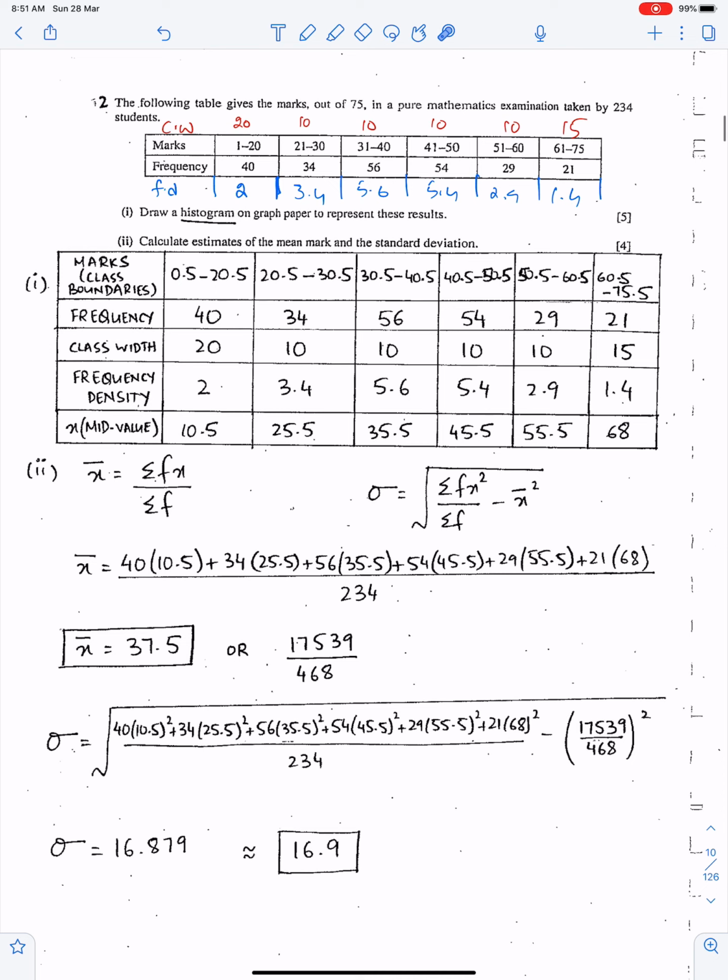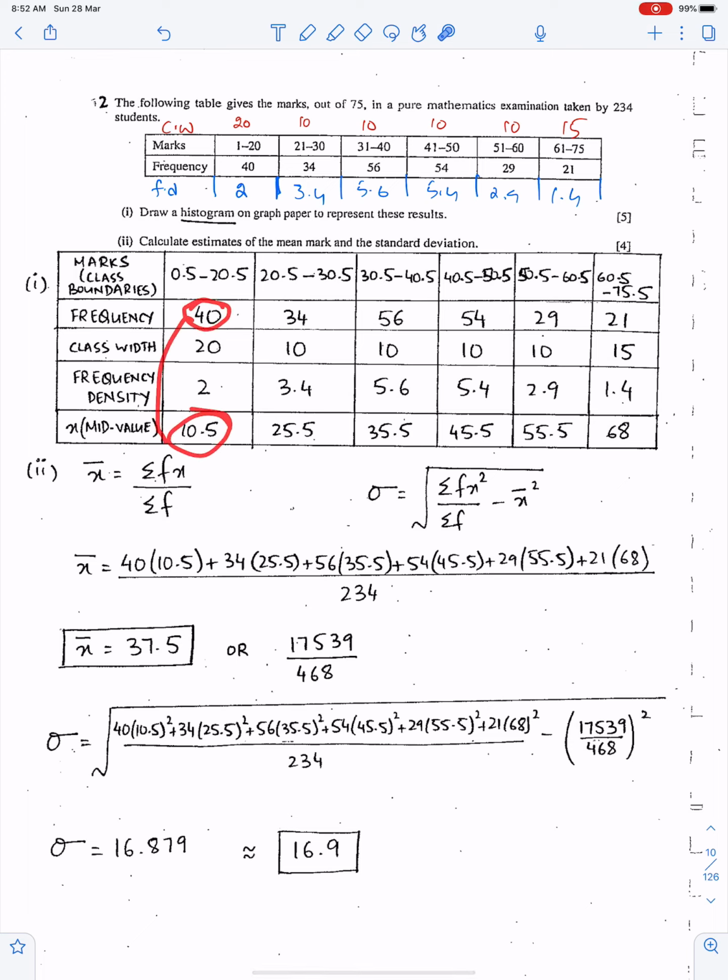And the next part is estimate of mean and standard deviation. This is the formula for mean, and this is the formula for standard deviation. We must have mid values. So you know how to get the mid values: take the average of these 2 numbers, or these 2 numbers. It's your choice.